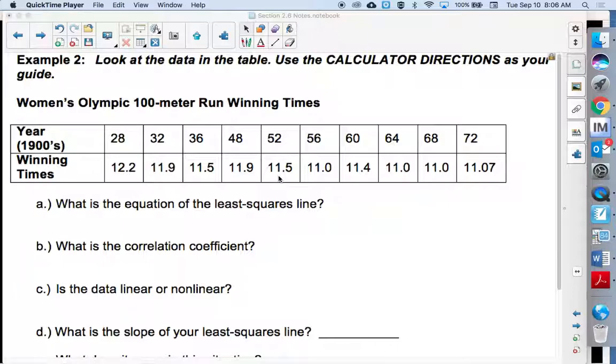So see if you can enter the data in the calculator. You're allowed to use 28, 32, 36. So you're allowed to use those numbers as the years since 1900.